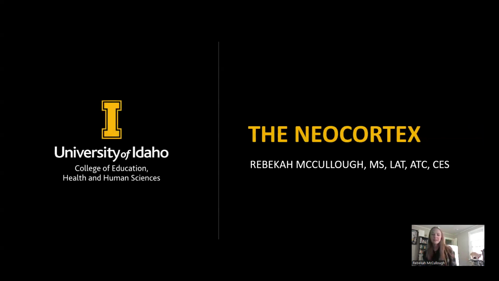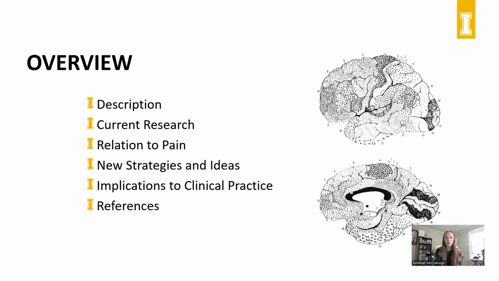Hi, everybody. So today I'll be talking about the neocortex, which is part of the brain that's dealing with reason, rational logic, and suppression. So a little bit of an overview. I'll be giving a description of what the neocortex is, talk a little bit about the current research, how that relates to pain, and then some strategies of how we can implement that into our clinical practice.